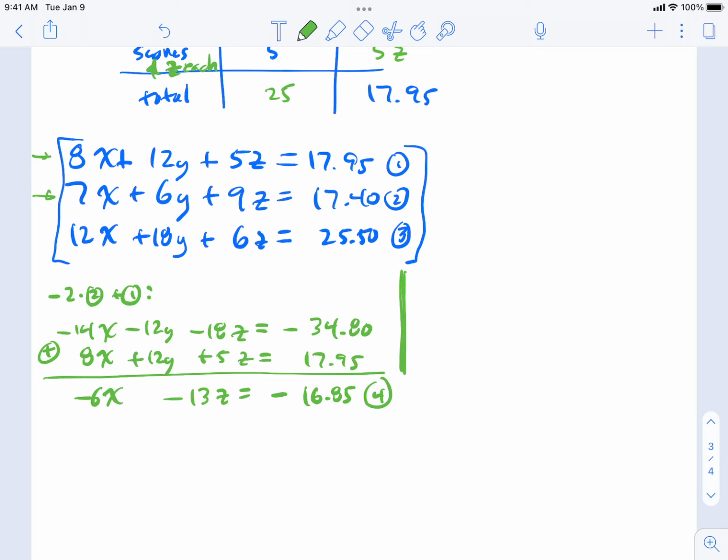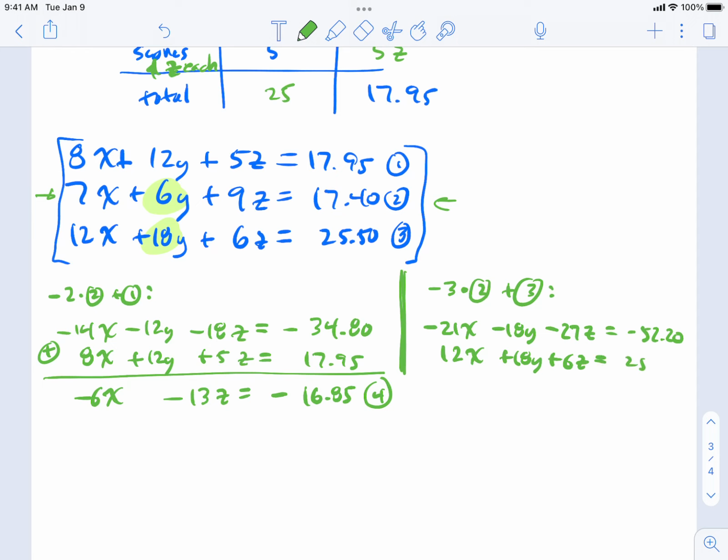Now, over here, let's combine a different pair of equations. Now let's work with the 6 and the 18. So I'm going to multiply equation 2 by a -3 and add equation 3 to it. Negative 3 times equation 2 is going to be a negative 21x minus an 18y minus a 27z is equal to negative, what, 5220? Put equation 3 underneath it as is: 12x plus 18y plus 6z is equal to 2550.